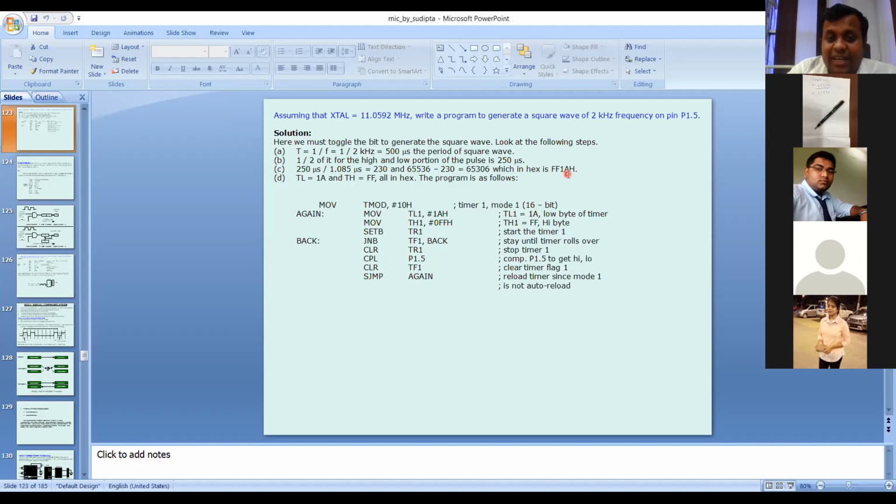Next, which timer are you using? Over here, timer 1 is used, in mode 1, obviously, because I am working in 16-bit timer mode. Why 16-bit timer mode? Because I am subtracting from 16-bit data, FFFF plus 1, not from FF1A plus 1. So 16-bit. If I'm using timer 1, then TH1 should be FF and TL1 should be 1A.